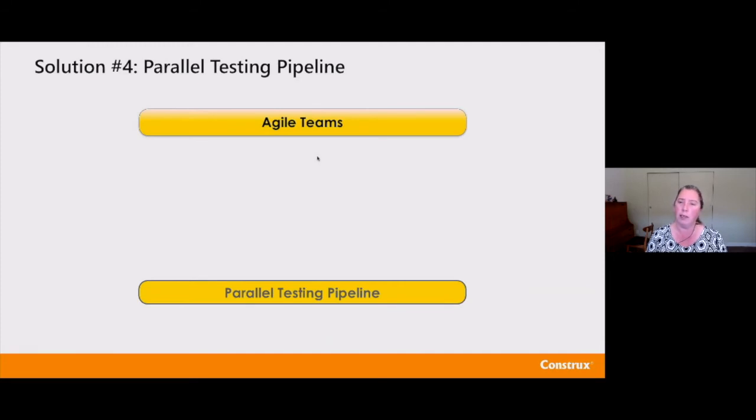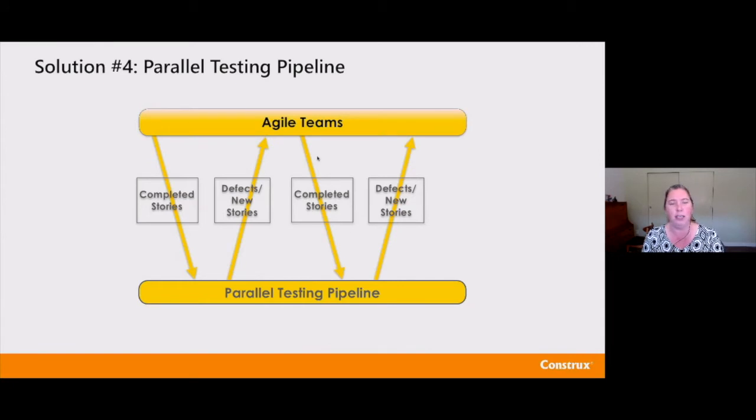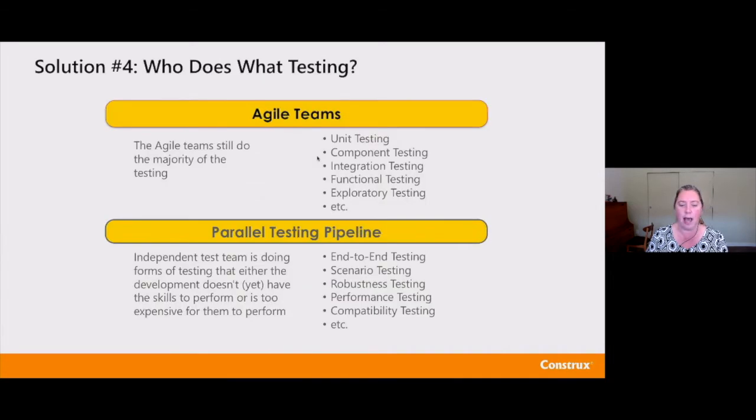Another thing some teams need is what's sometimes called a system test team or a parallel testing team, a team that's really taking the work that gets completed out of the Agile teams and validates that the work across all of those 5, 10, 20, 50 Agile teams is working correctly, and then feeding back either issues or new work that needs to be done. The key to success here, though, is that the Agile teams still need to do the majority of the testing. The Agile teams own unit testing, component testing, functional testing, integration testing, exploration testing.